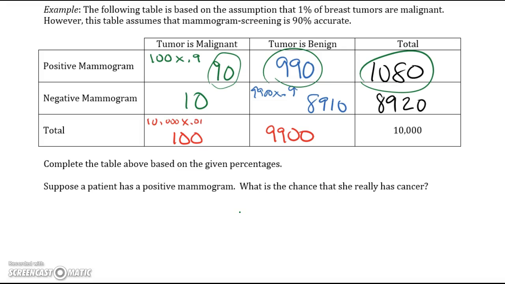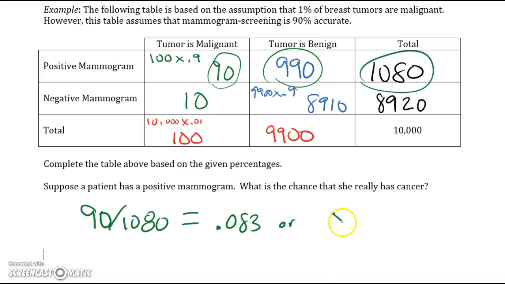Well, what we can see from the table is that 90 patients actually had a malignant tumor out of the 1,080 that tested with a positive mammogram. And if we divide that, then we end up getting an answer of 0.083. Or as a percent, there's an 8.3% chance.